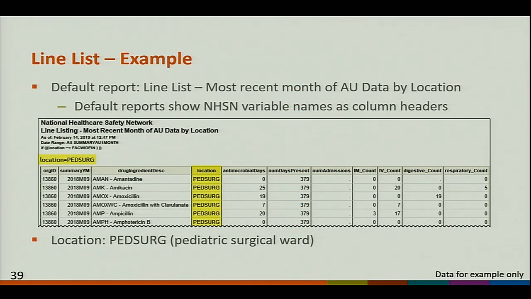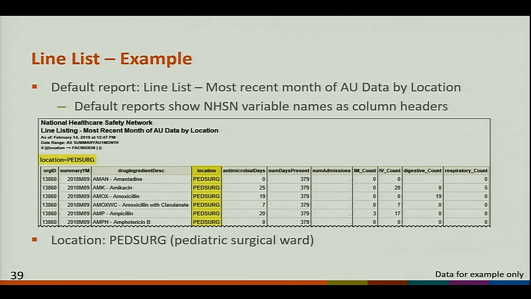So first, let's cover a line list and kind of walk you through what that looks like. These screenshots show a default line list for the most recent month of data I had available in my test facility by location. I do want to point out that all screenshots you see on this slide and any other slide in my presentation are for example only. They are fictitious data. So you'll notice that the default reports show NHSN variable names as the column headers. So some of these variable names may not be familiar to you.